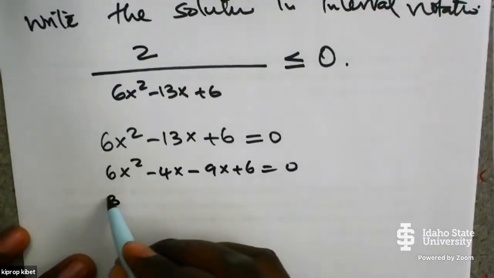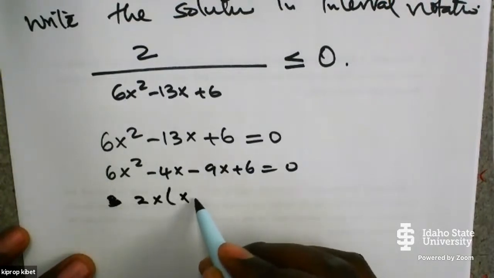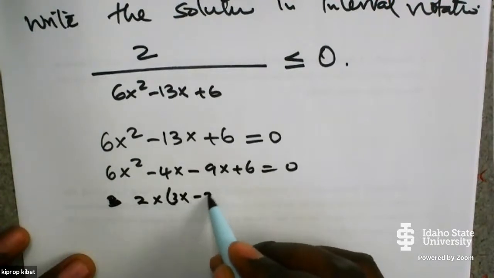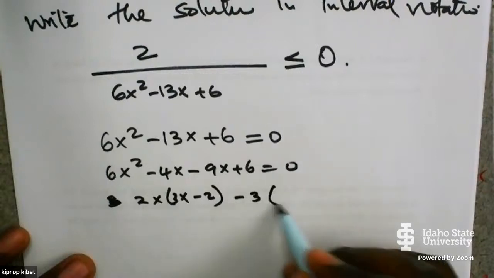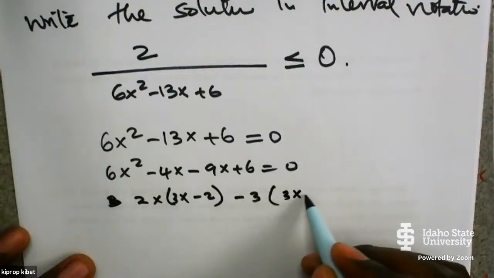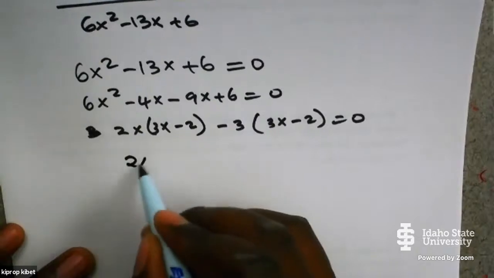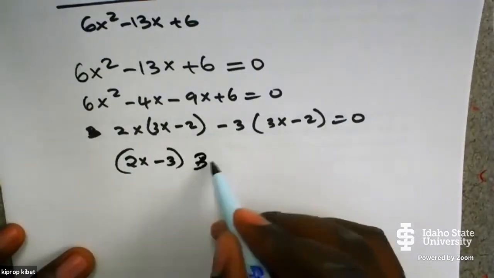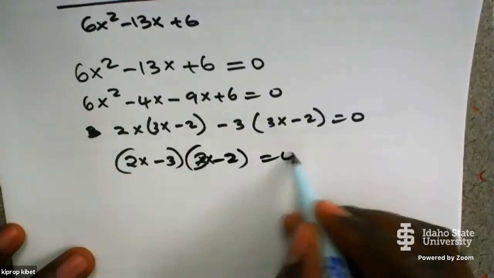So 2x, 3x minus 2, right? Minus 3. 3x minus 2 equals 0. So using the zero product property, 2x minus 3 equals 0 and 3x minus 2 equals 0.